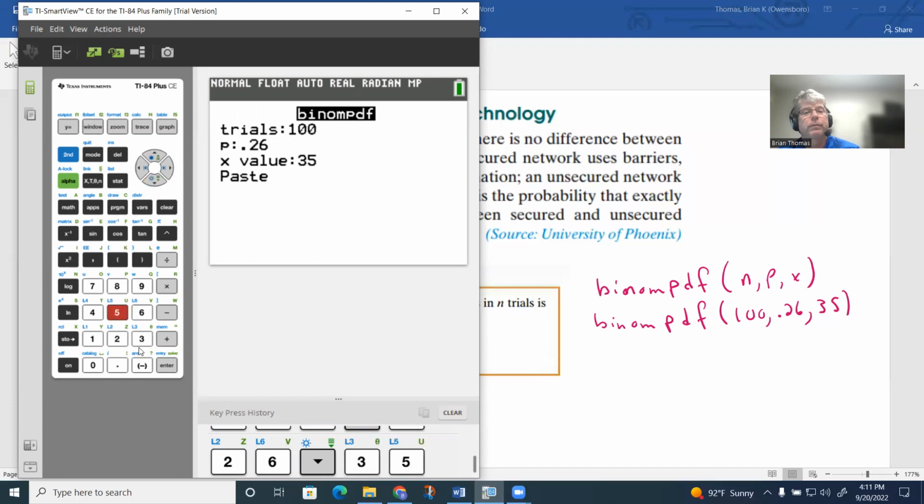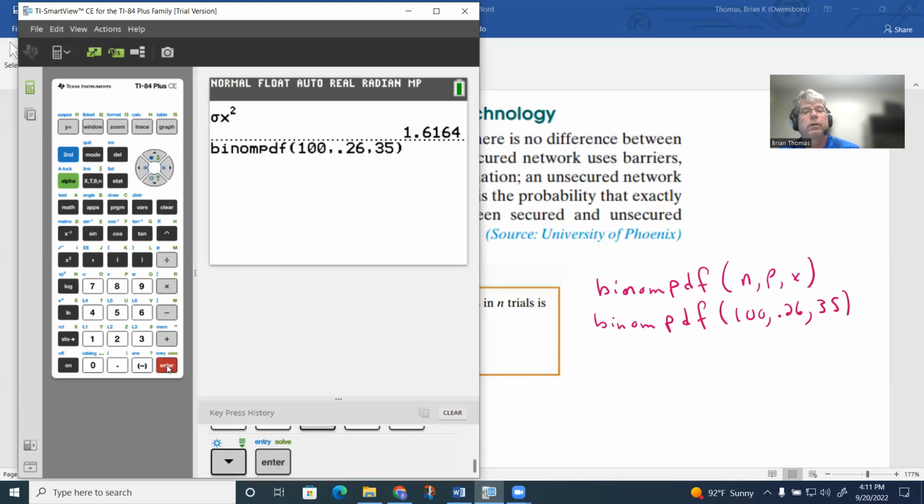Let's see what this does here. So it does it for us. It gives us then our binomial 100, 0.26, 35. That looks good. Hit enter. And that will give us our value here.